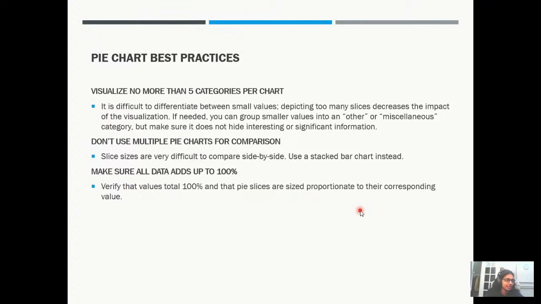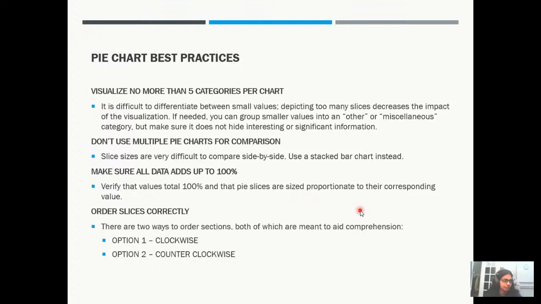Make sure, this is very important, at least in case of Tableau, this is taken care of by Tableau itself. Make sure all data adds up to 100%. Of course, the sum of all the proportions cannot be more than 100%.